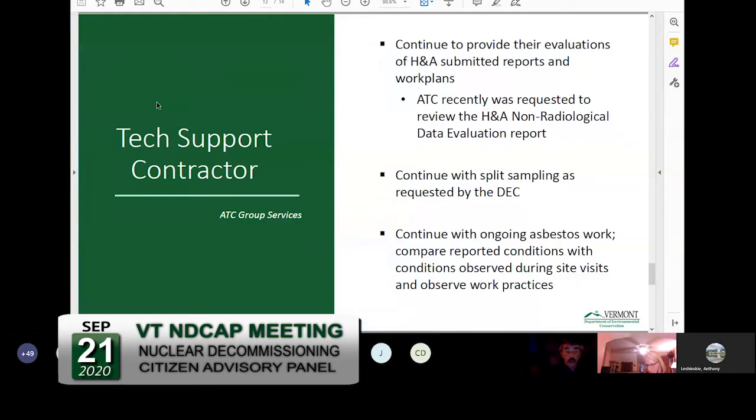So our technical support contractor, ATC, will be continuing to provide their evaluations of Haley and Aldrich submitted reports and work plans. They recently were requested, and they're going to help us review the data for the non-radiological data evaluation report. They're going to continue with split sampling, continue with the ongoing asbestos work to compare conditions with what was being reported, and to observe work practices.